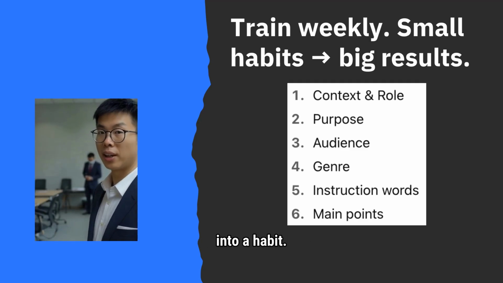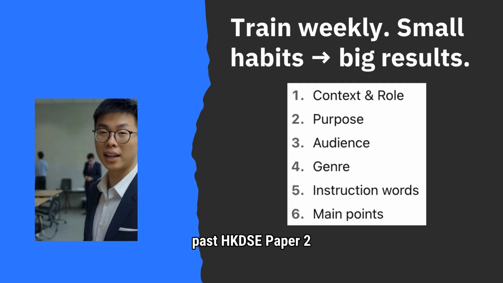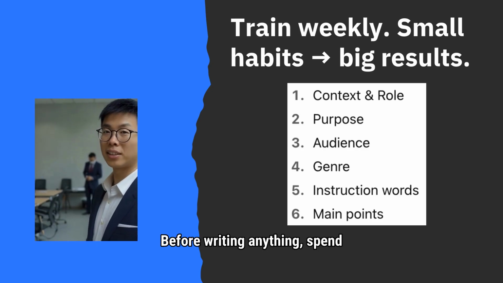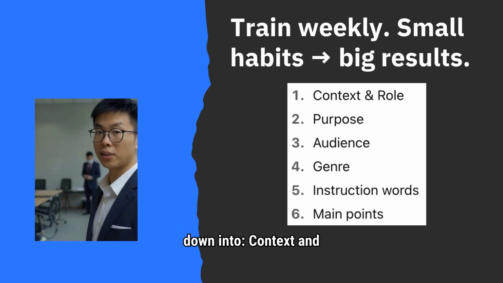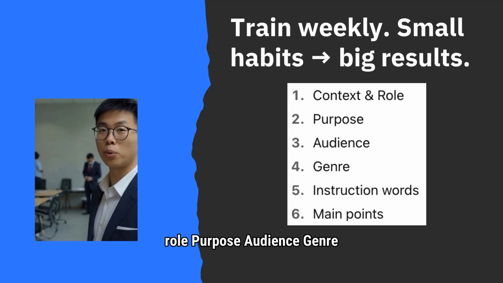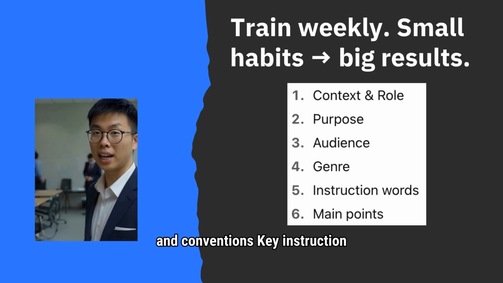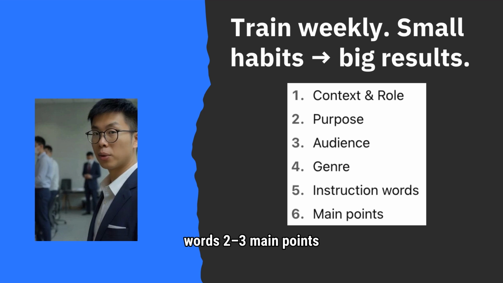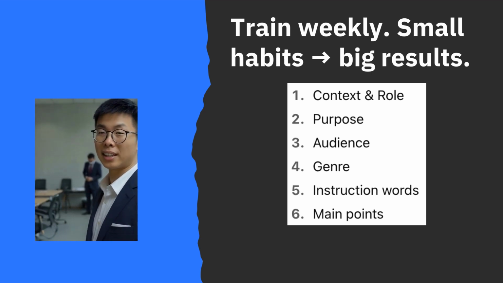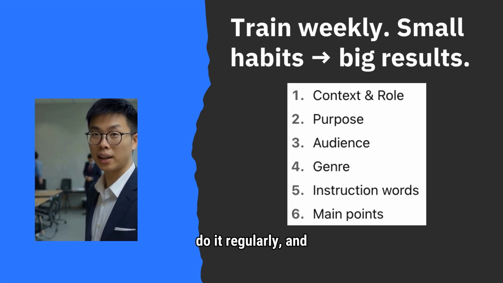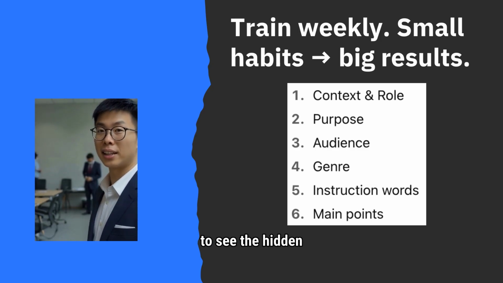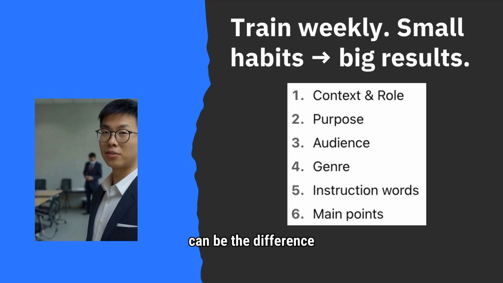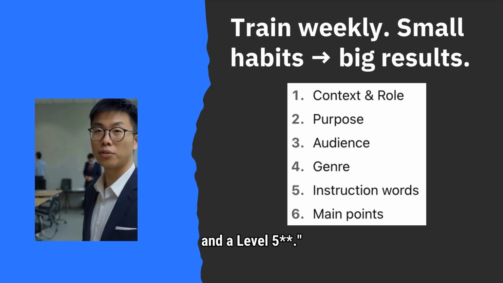Now let's turn this into a habit. Each week, find one past HKDSE Paper 2 question. Before writing anything, spend 5-7 minutes breaking it down into context and role, purpose, audience, genre and conventions, key instruction words, and 2 to 3 main points you would develop. You don't need to hand it in, but do it regularly, and you'll train your brain to see the hidden instructions instantly. This small, consistent habit can be the difference between a level 4 and a level 5.